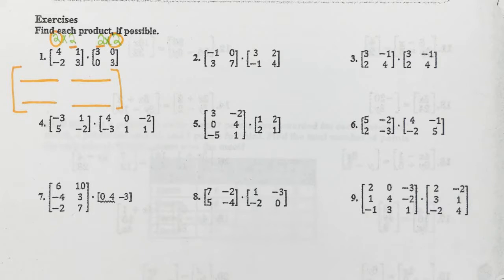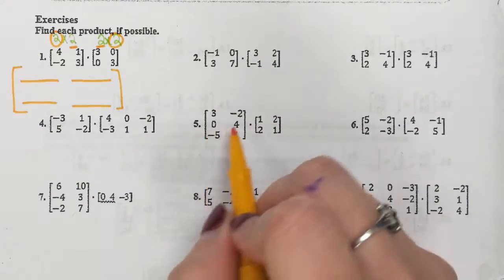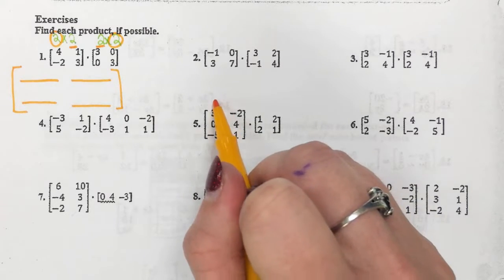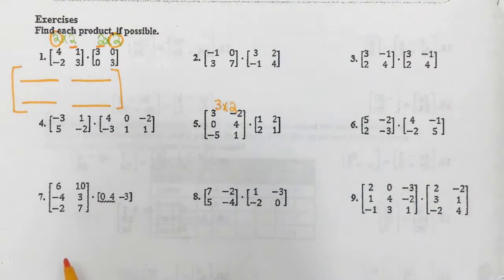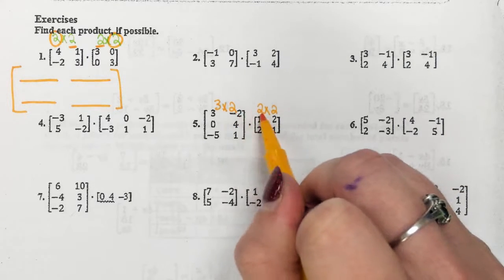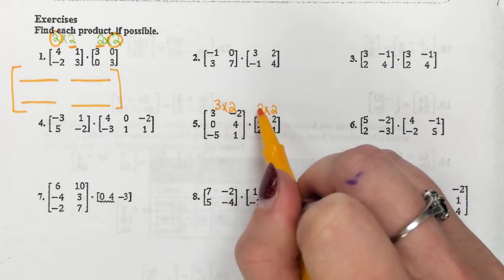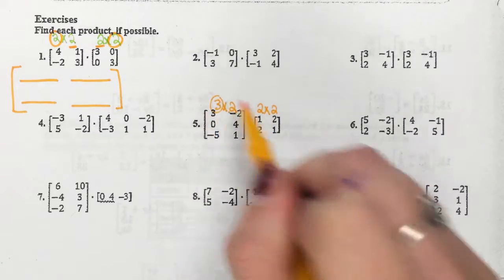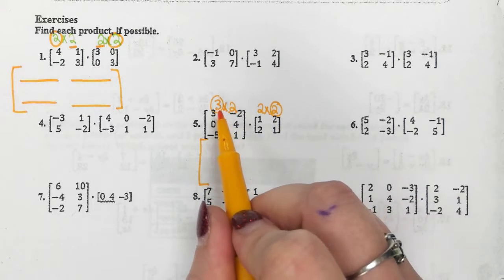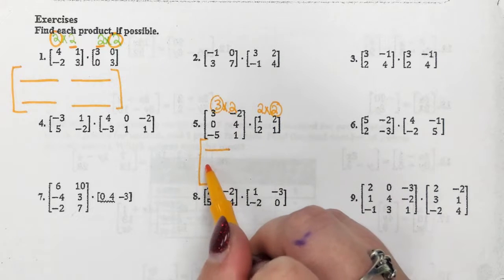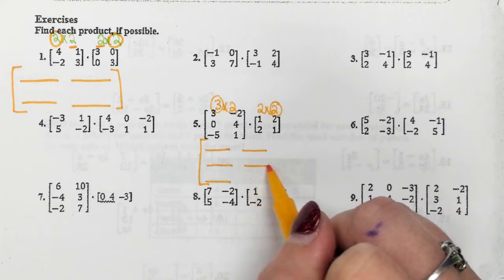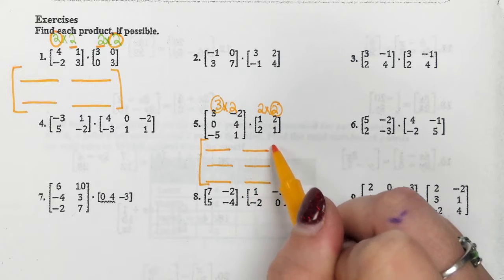Let's look at number 5. What are the dimensions of this first one on number 5? About 3 by 2. It's row by column. It's 3 by 2. What are the dimensions of the second one? 2 by 2. Are the inside numbers of your dimensions the same? Yes. So your answer would be your outside numbers, which is row by column. So how many rows do I have? 3 rows. And how many columns? 2 columns. Does that make a little bit more sense when they're not exactly the same?